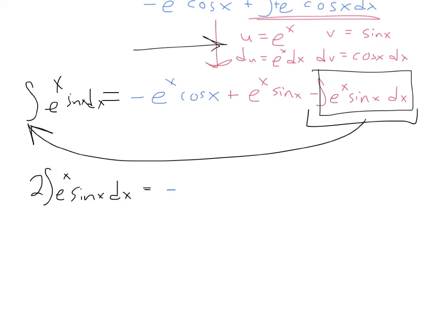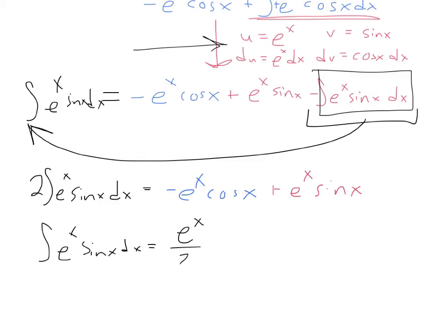equals negative e to the x cosine x plus e to the x sine x. Now all I have to do is divide the 2 over. When I divide the 2 over, I'll find out that the integral that I wanted to get all along is equal to 1/2 times that. So I'm going to do some factoring at the same time. E to the x over 2 times negative cosine x plus sine x. In my opinion, one of the hardest things about these problems is remembering that you still need plus c.